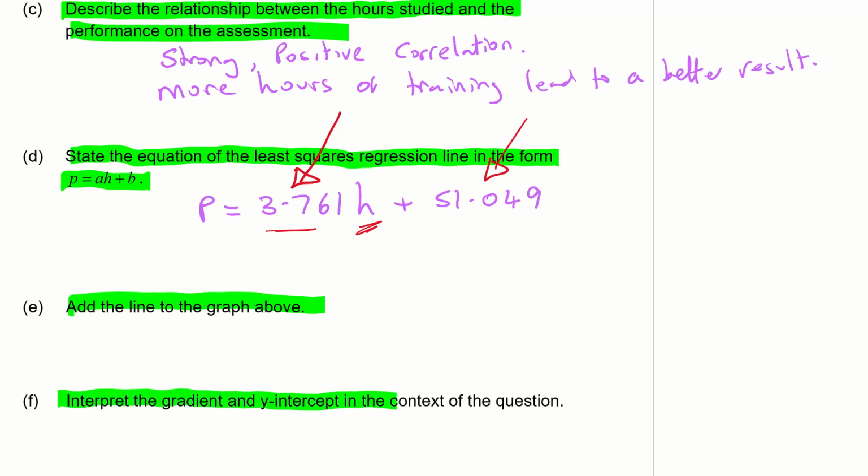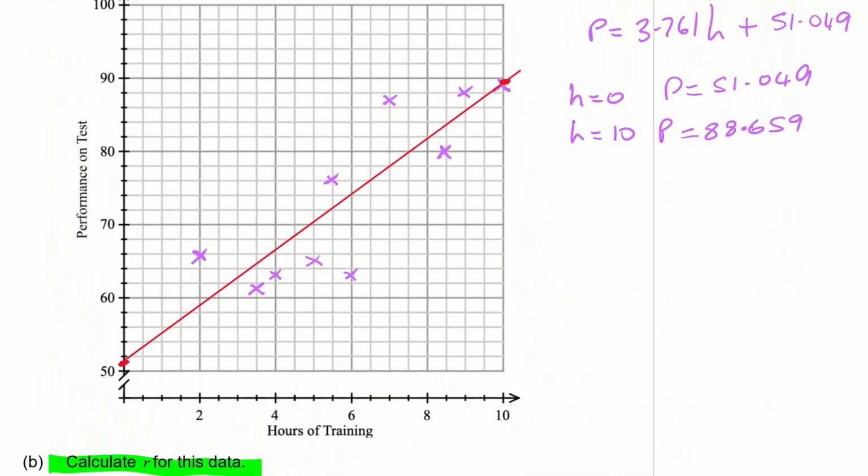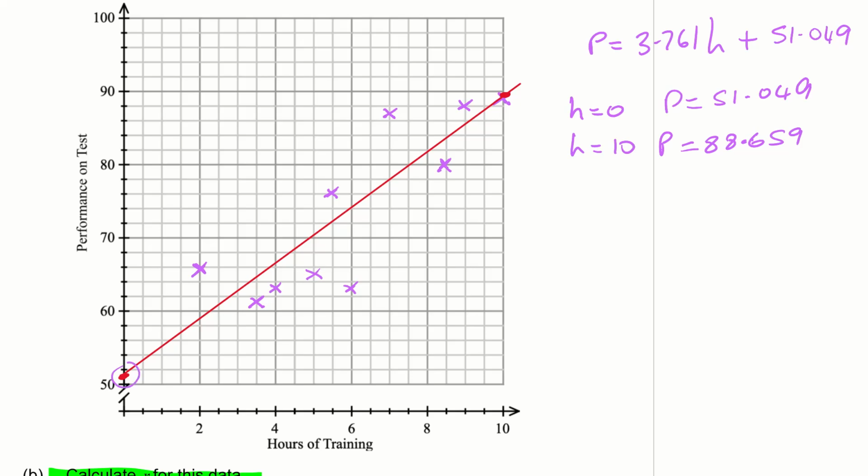Interpret the gradient and the y-intercept in the context of the question. We've actually already did that. We talked about with the gradient 3.761. That means for every 1 hour extra training that you do, your mark would increase by 3.761. And for the y-intercept, no training would lead to 51.049. But as we'll see, this value is in question on this graph. Just have a quick look at where the data is and where that intercept is, because that leads us on to the next section.